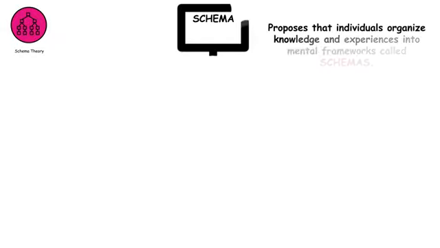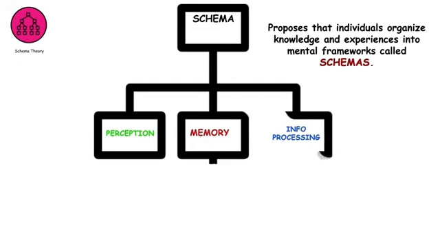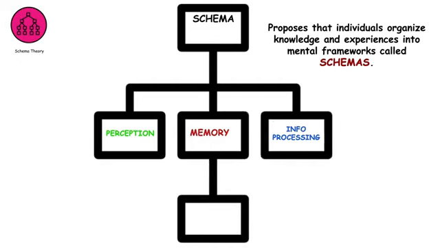Schema theory. Schema theory proposes that individuals organize knowledge and experiences into mental frameworks called schemas. These schemas influence perception, memory, and information processing, shaping how individuals interpret and respond to the world around them.